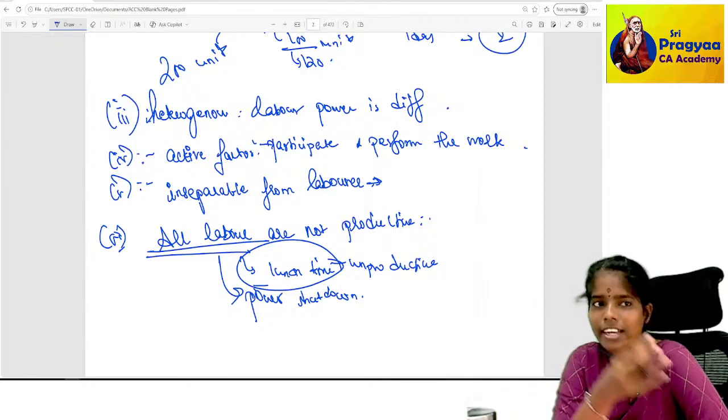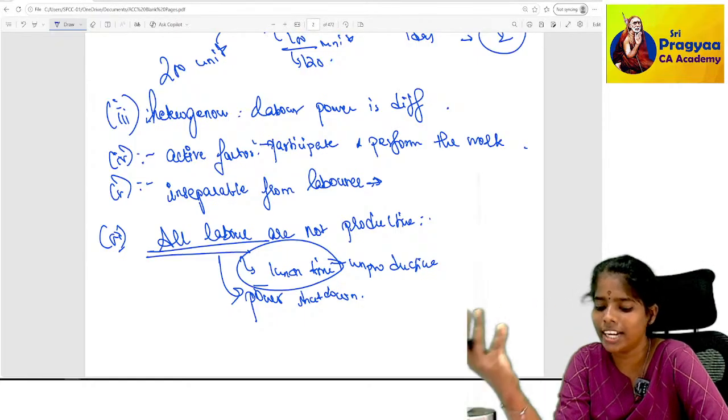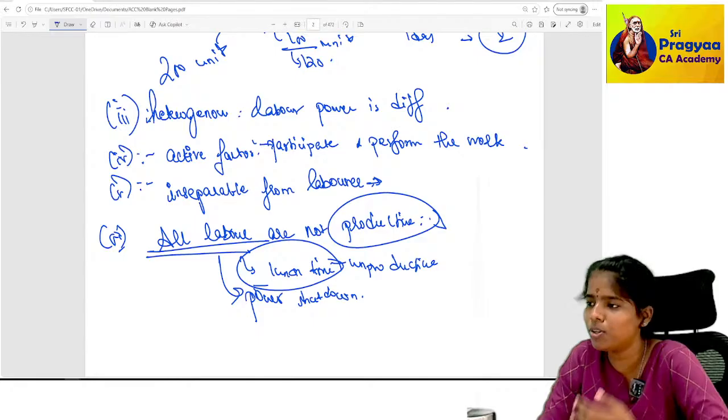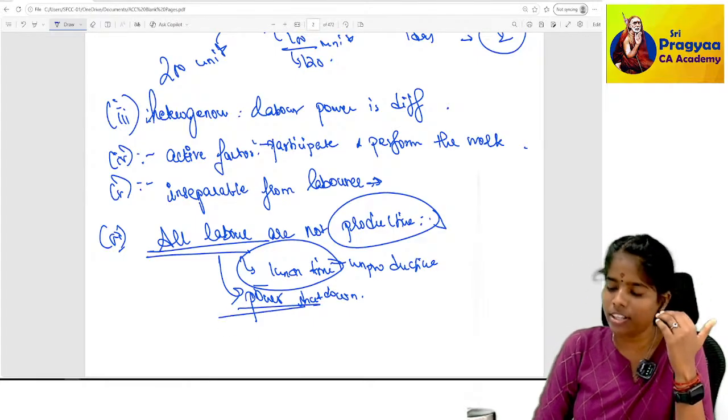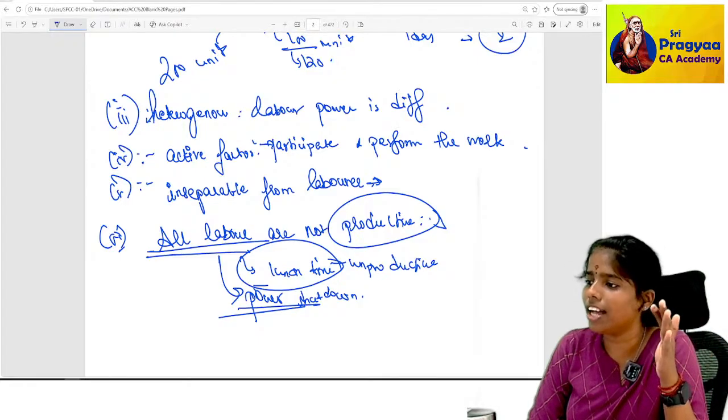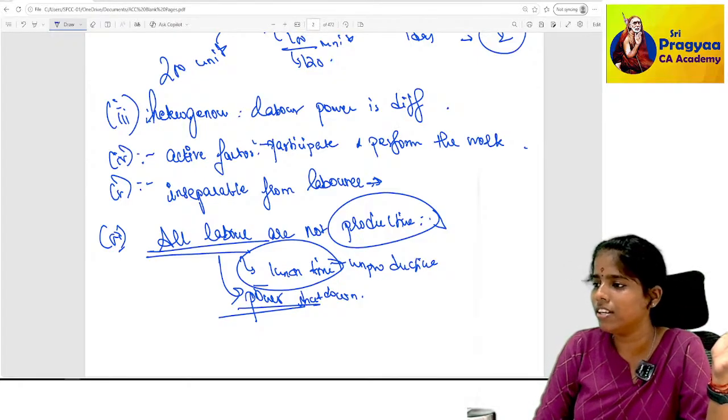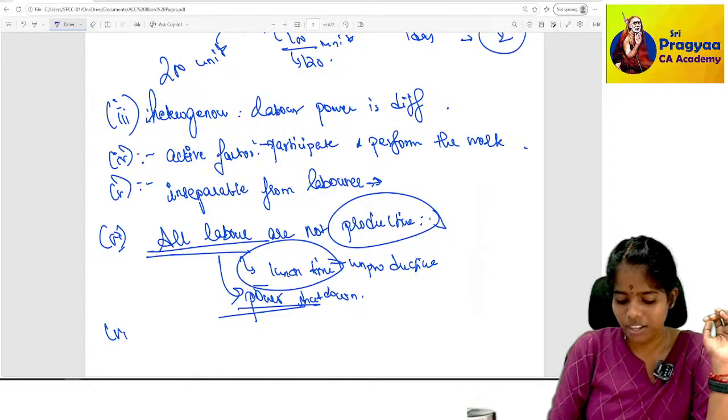Disadvantage. So this morning we had a Wi-Fi shutdown. In that case it was not productive for both me and for you. Similarly, if there is going to be a power shutdown, the labor hour is not productive, but still salary is going to be paid for that as well. So that is also one characteristic.